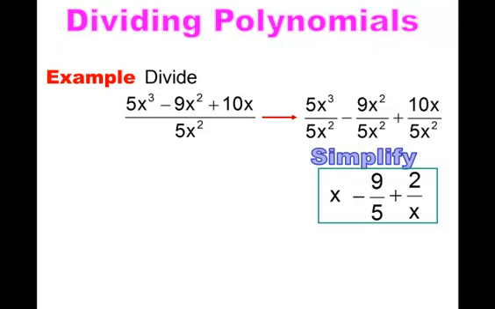So be careful when you're doing the division of a polynomial by a monomial that you use the quotient rule, and wherever the higher exponent is is where it's going to end up in your answer.